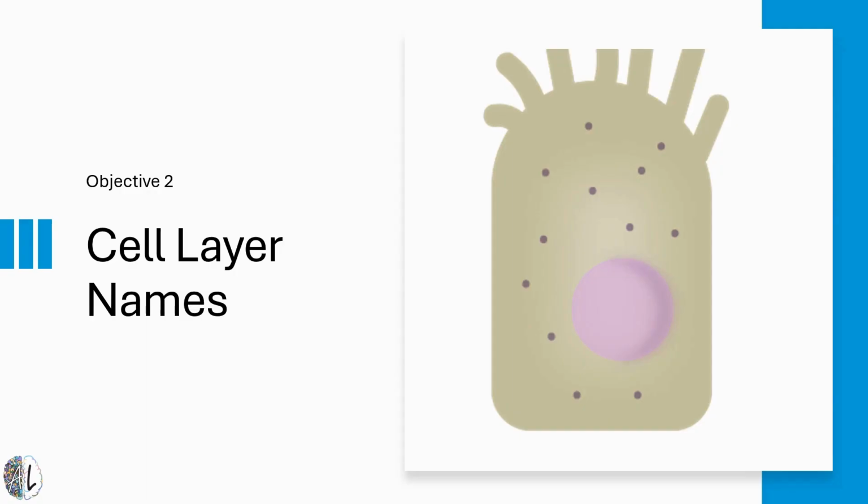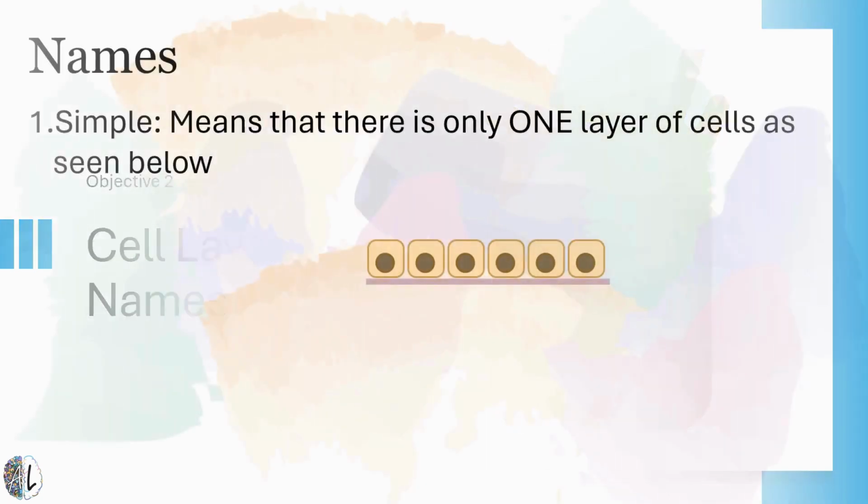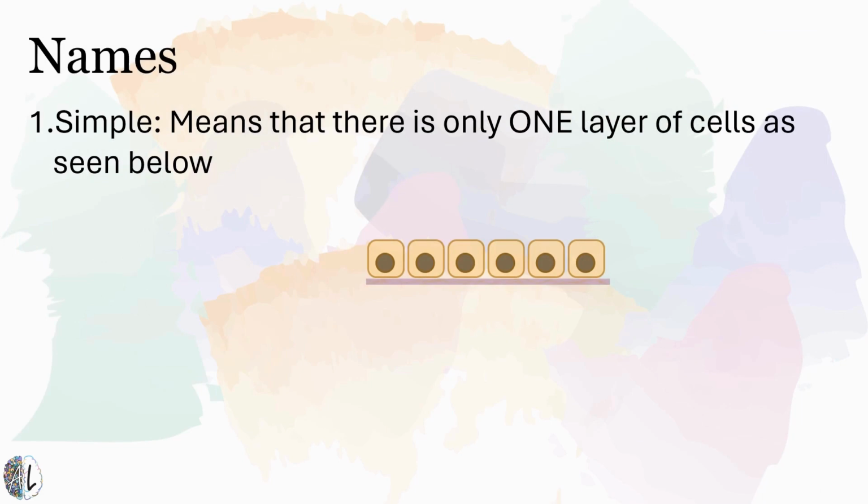All right, next, let's talk about layers. There are some particular terms that we use to describe the layers of the epithelium. If your epithelial type contains the word simple, what we're talking about here is just one layer of cells. So if you see the word simple, it should automatically say there is only one single layer of cells.